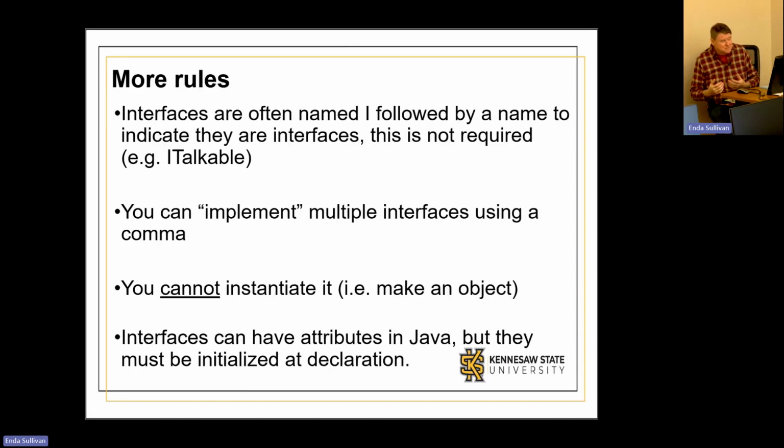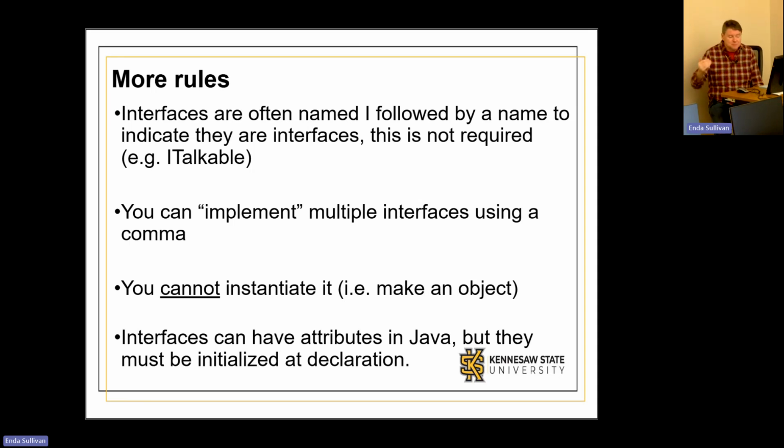Interfaces are often named I followed by the name that they are, just so that you know that it's an interface. This is a convention that actually comes from C#, which we're going to look at the end of the semester. In C#, the convention is that all interfaces begin with a capital I. Java doesn't have that same thing, but it's not a terrible idea. So we're going to mention it now so you can kind of get used to it.